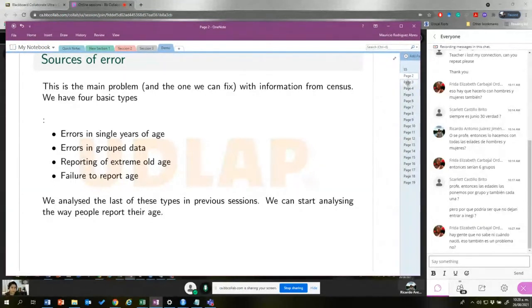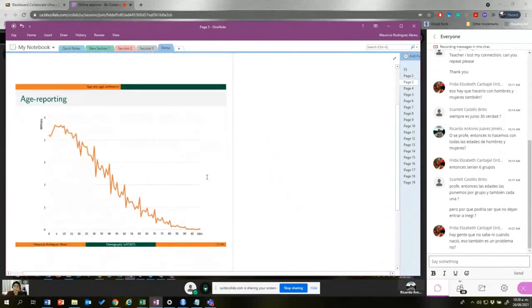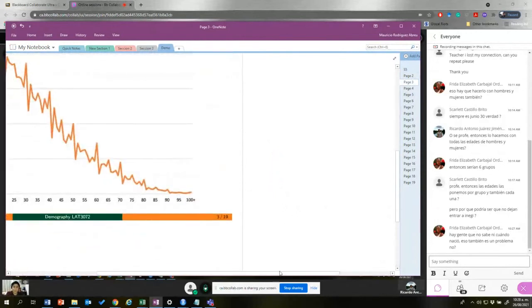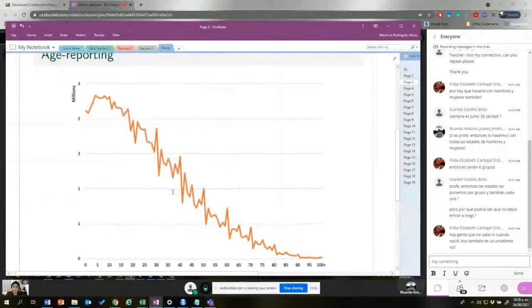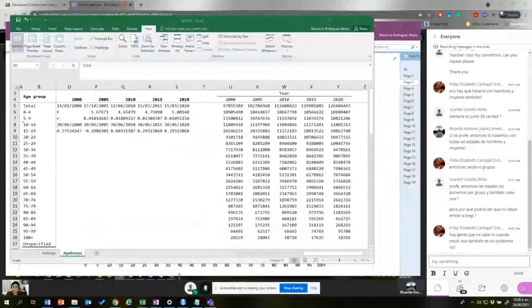But we can go more into specifics. If we plot age from the census, I don't know what year this is, but I'm just going to do it for 2020.